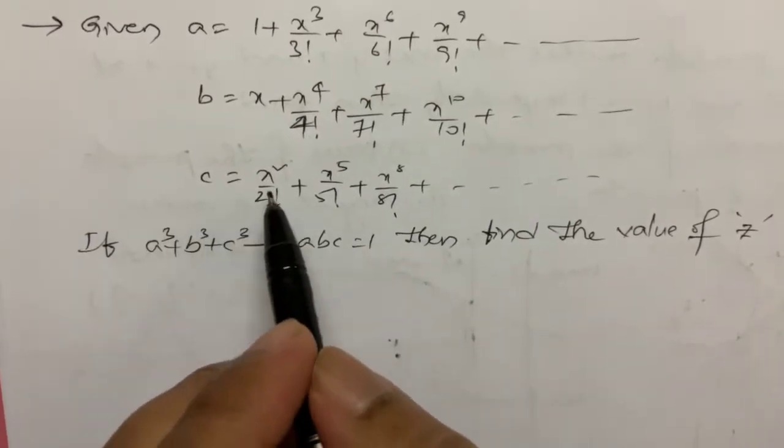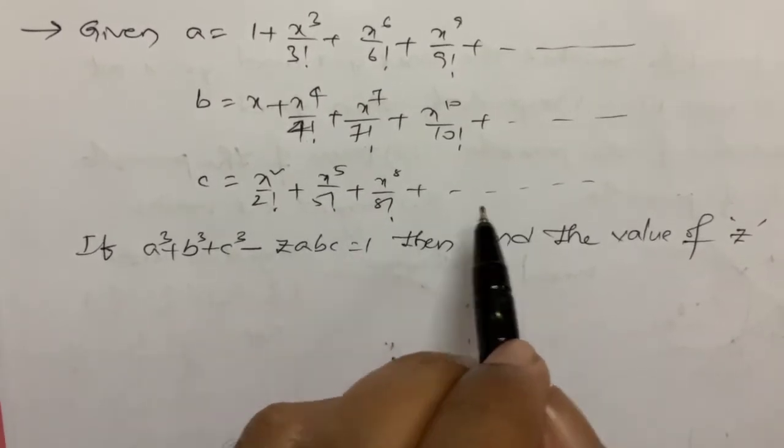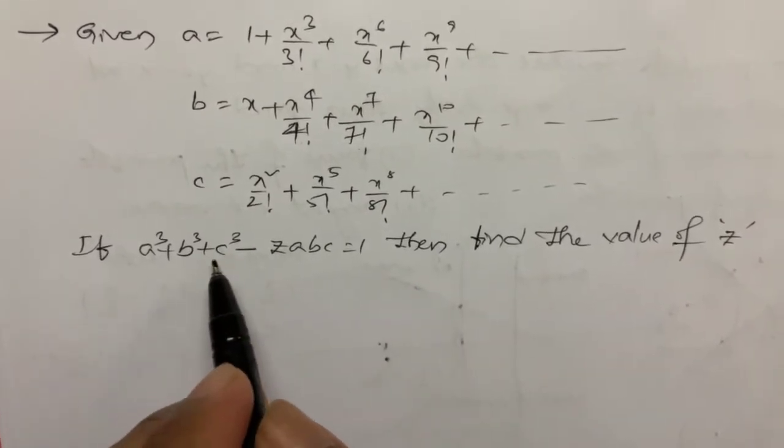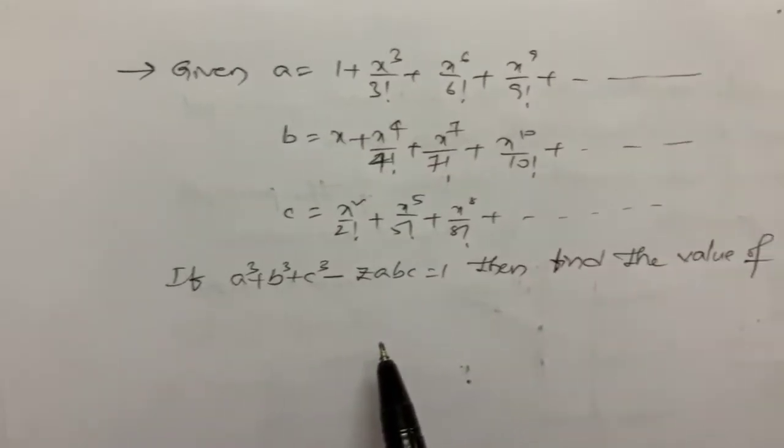C is x square by 2 factorial plus x power 5 by 5 factorial plus x power 8 by 8 factorial, and so on. If a cube plus b cube plus c cube minus z a b c equals 1, then find the value of z.